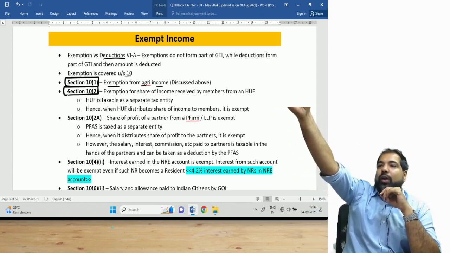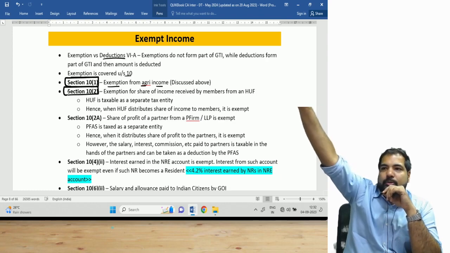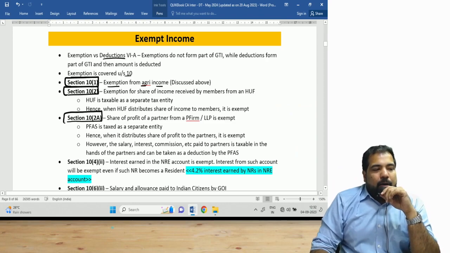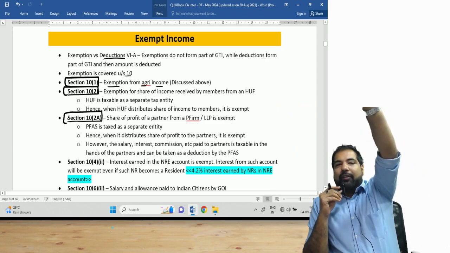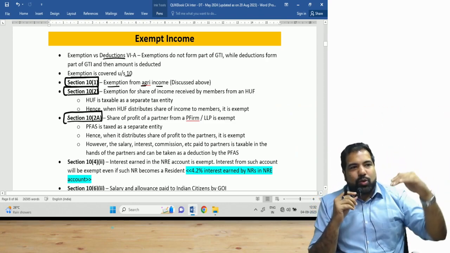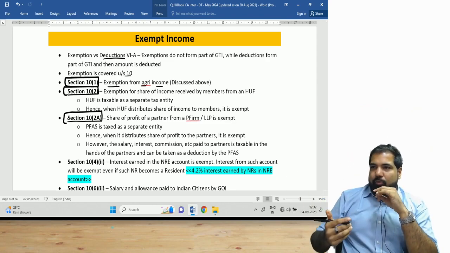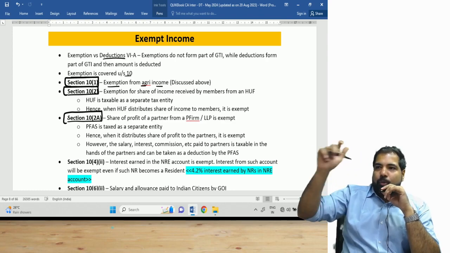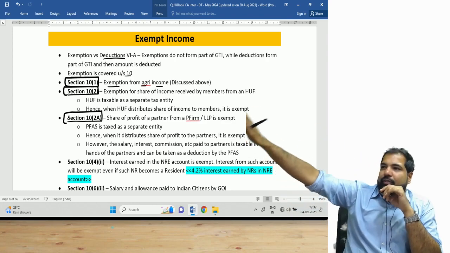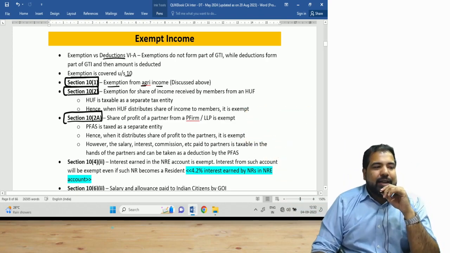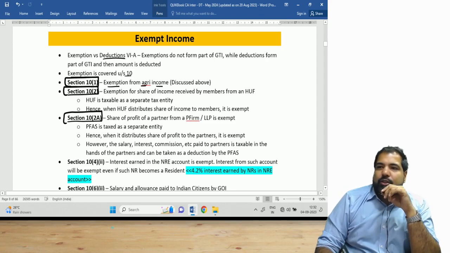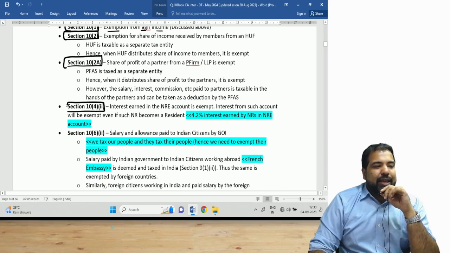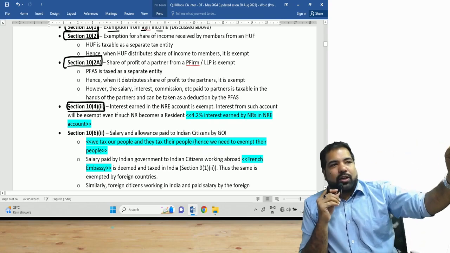Next, 10(2A). What is 10(2A)? Again, a partnership firm, have they already paid the tax? Yes. So when the partners get the share of profit, I'm not talking about salary, I'm not talking about interest, I'm only talking about profit, and when that profit is received, will you tax it again? That is exempt under which section? 10(2A).